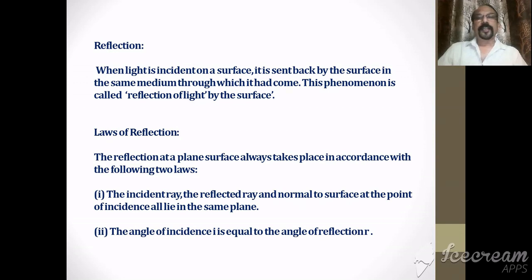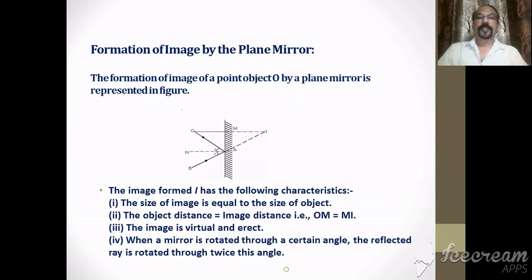The reflection of light has two laws. First, the incident ray, the reflected ray, and the normal to the surface at the point of incidence all lie on the same plane. The second law is that the angle of incidence i is equal to the angle of reflection.